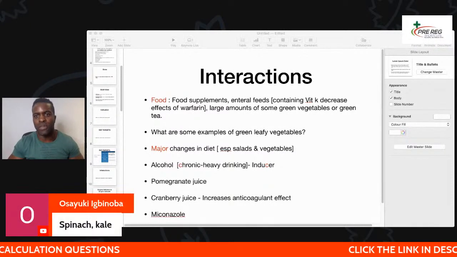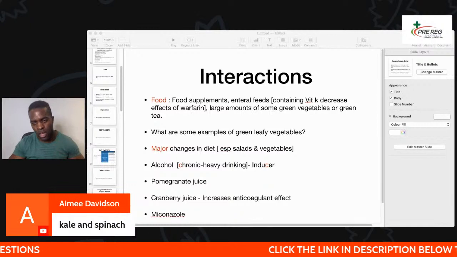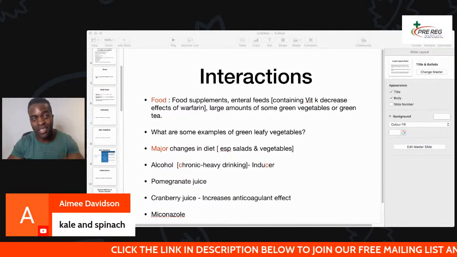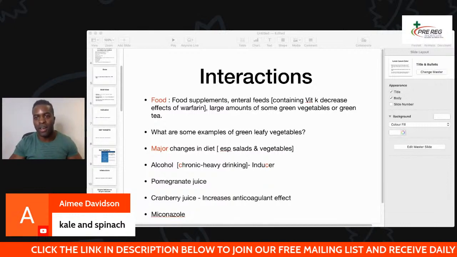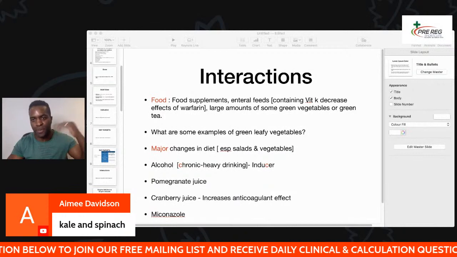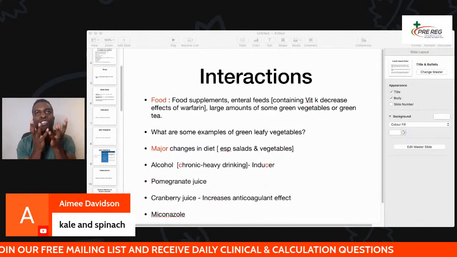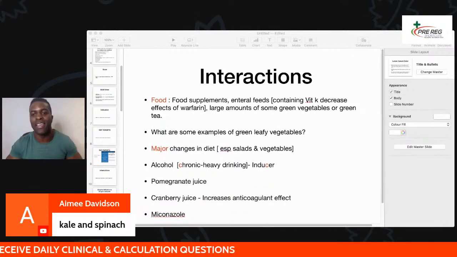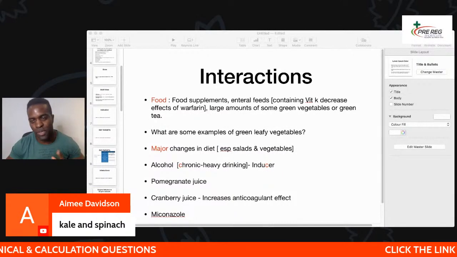So I love to see this because it's important you know what your green leafy vegetables are. That has come up in an exam question as well. I think it came up even in July. So watch out for that, okay? Kale, spinach, broccoli, Brussels sprouts, any vegetable that looks green. If it looks green and leafy, then that's your green leafy vegetable, spinach, correct?